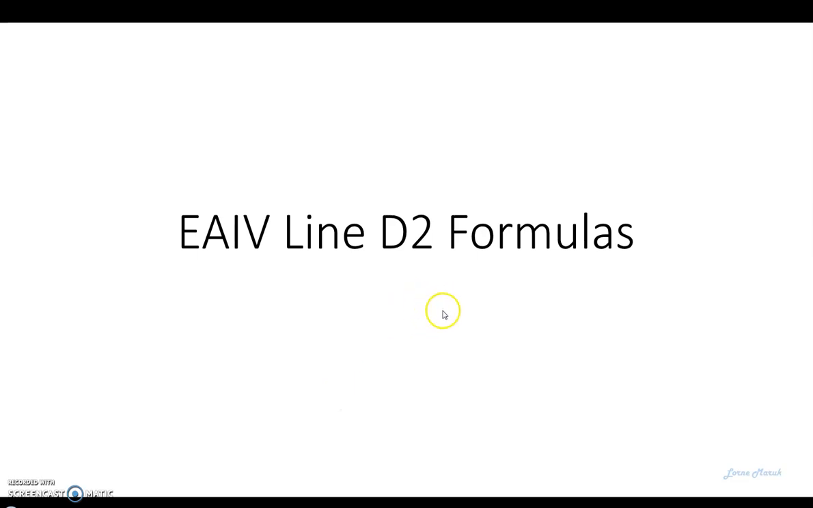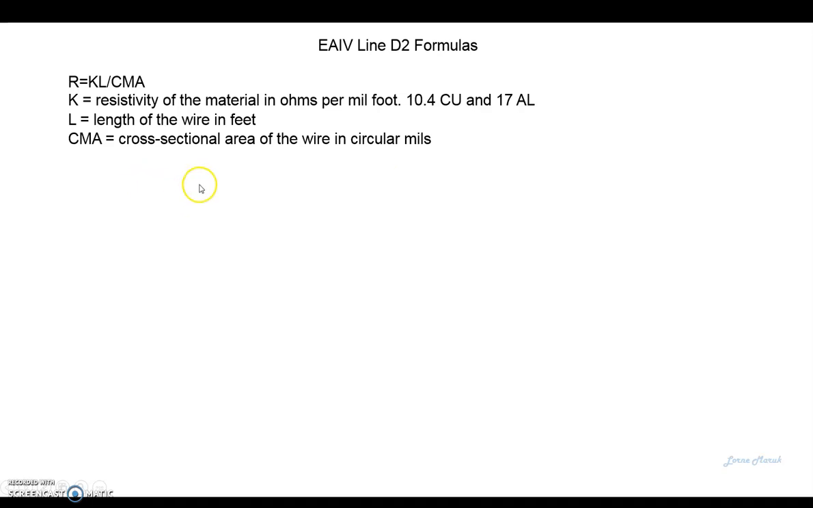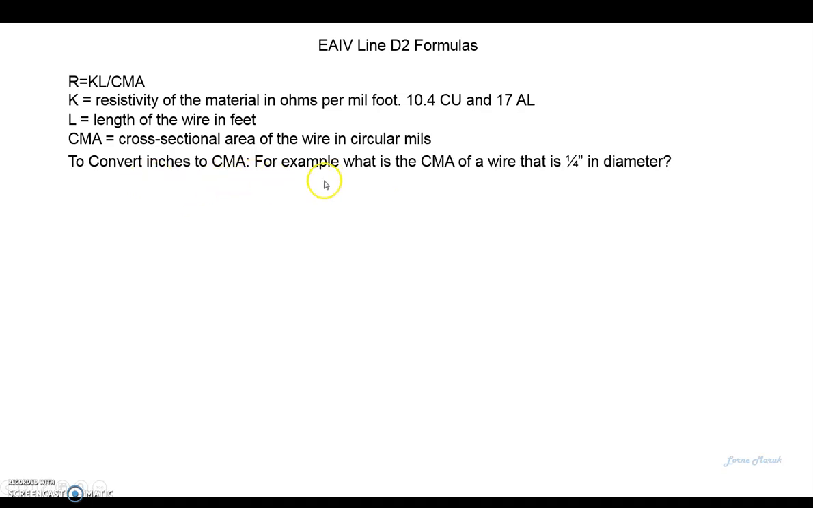So here we have a quick little PowerPoint on some of the formulas you'll see in D2. R equals KL over CMA. This is resistance in ohms. The K in this formula is the resistivity of the material in ohms per mil foot, 10.4 ohms per mil foot for copper and 17 for aluminum. The length of the wire in this case is in feet, and the CMA is the cross-sectional area of the wire in circular mils.